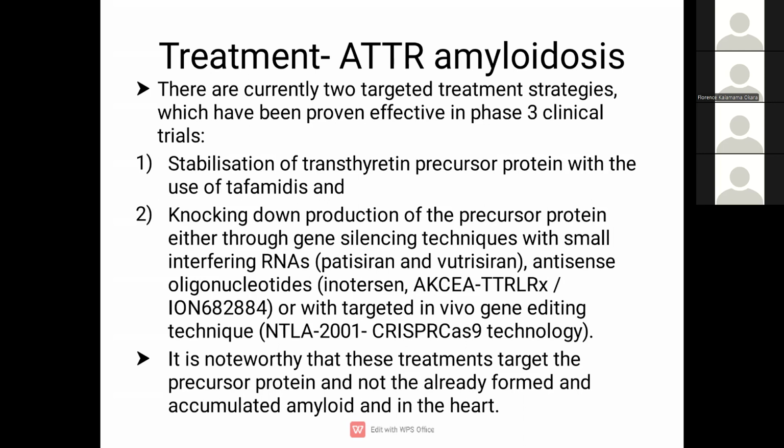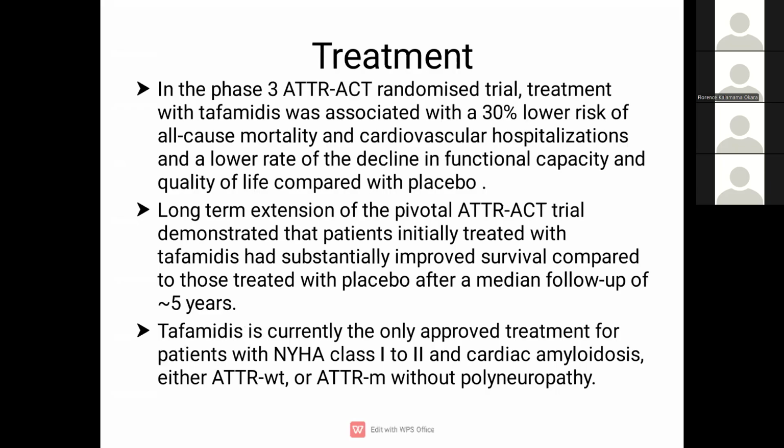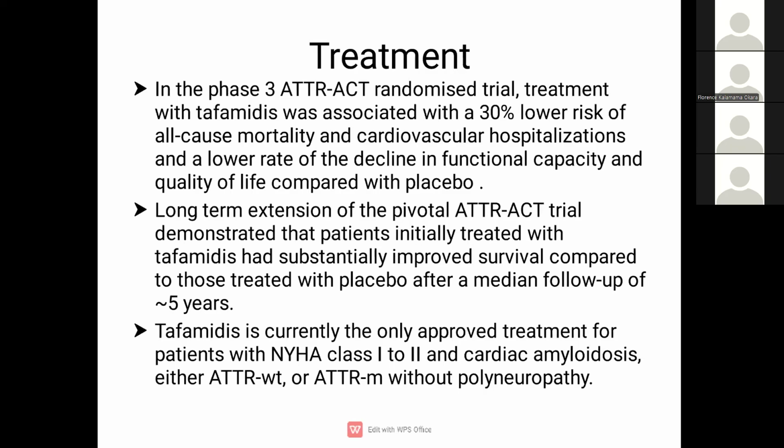Now, it's noteworthy that this treatment targets the precursor protein and not the already formed and accumulated amyloid in the heart. Now, I would like to state that tafamidis is currently the only approved treatment for patients with New York Heart Association functional class 1 to 2 and cardiac amyloidosis, either with the subtype ATTR-wt or ATTR-m without polyneuropathy.